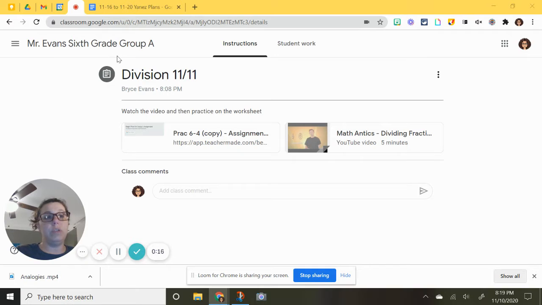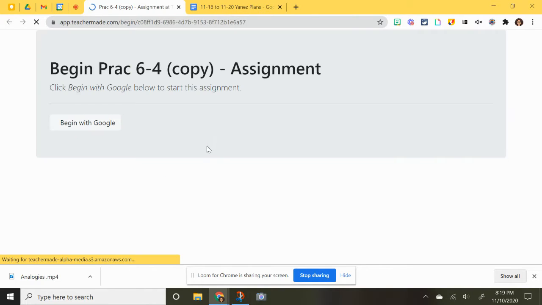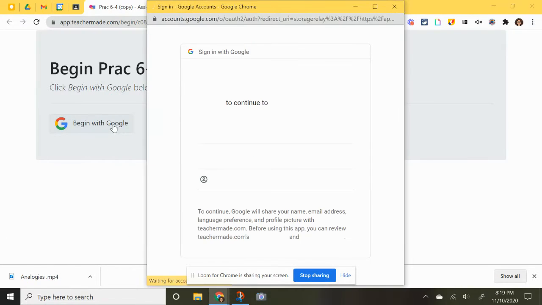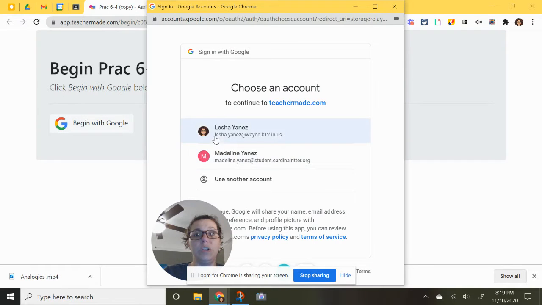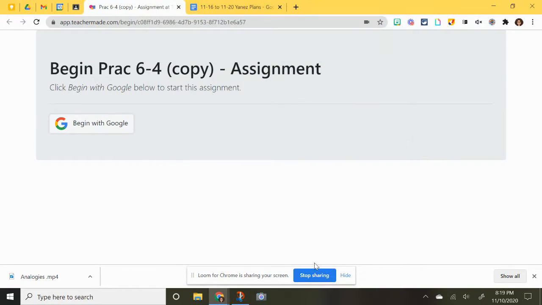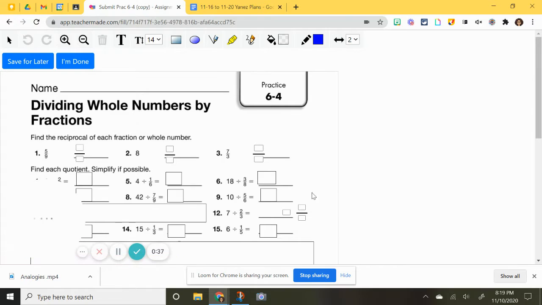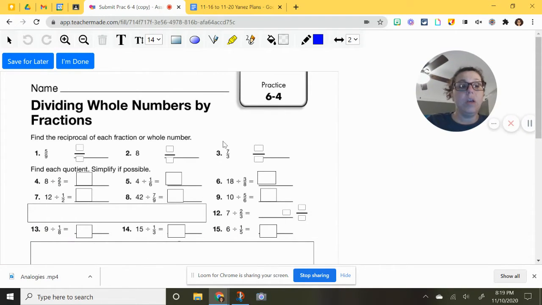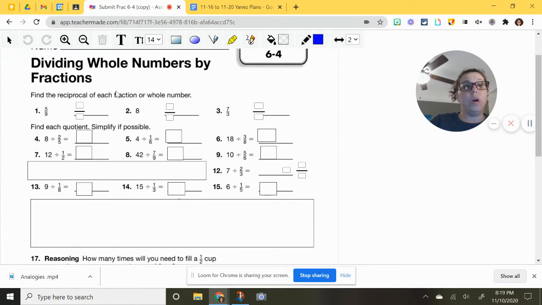So when you go into Mr. Evans' classroom, it's going to be labeled as Division 1111. And you're going to go here, and mine is going to look a little different because I have teacher rights and you have student rights, but you are going to log in with Google. Once you get to this spot, I'm going to move my face over here. You will then just fill in the blanks.